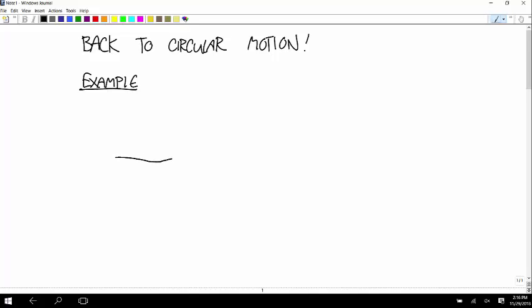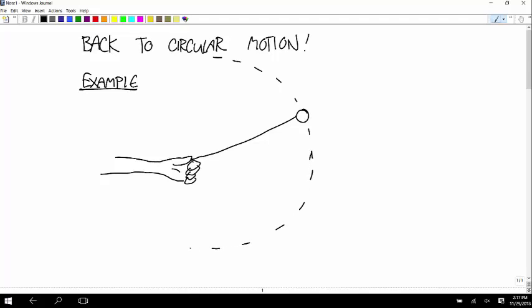Ooh, that's a good hand. I dare you to try to draw it as good as me. Okay, so let's say that there's a ball in a string being swung around in a circle. That's true. Depends how heavy the ball is, how sharp it is.